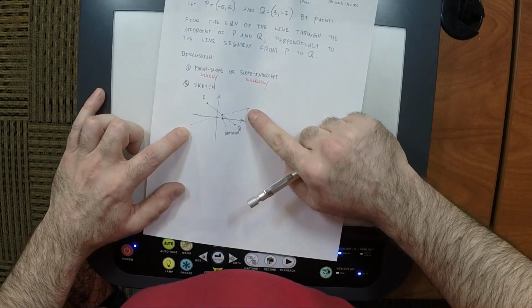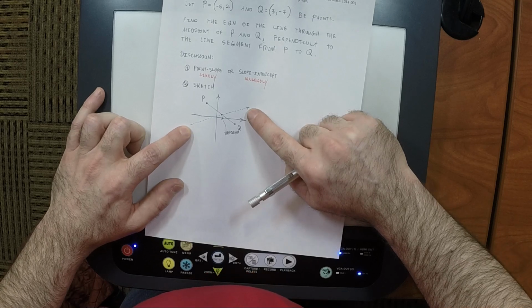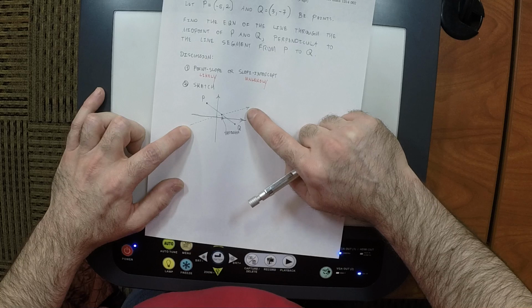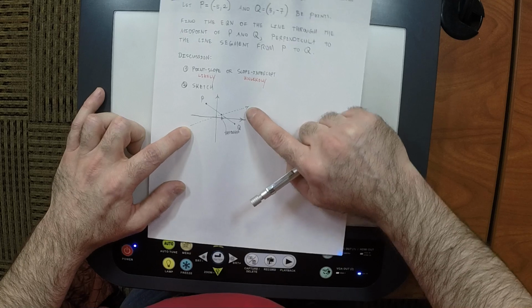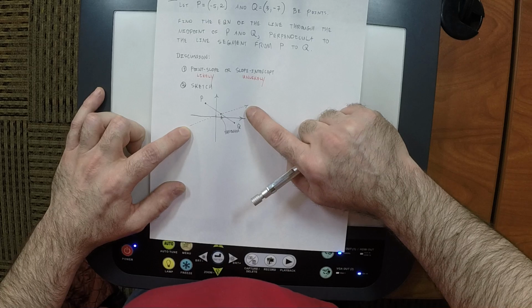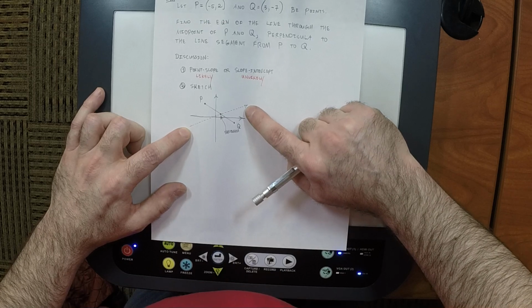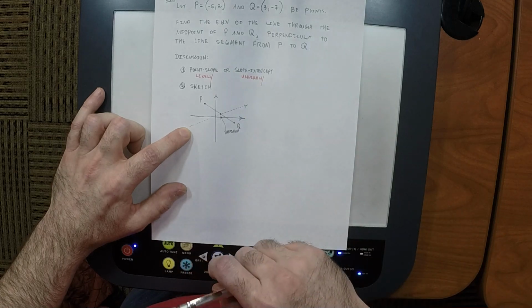Is that the line that we want? So that's a line that goes through it. Is that the one that we want? No, that's not the one that we want. Why is that not the one that we want? Yeah, it's not perpendicular, right?